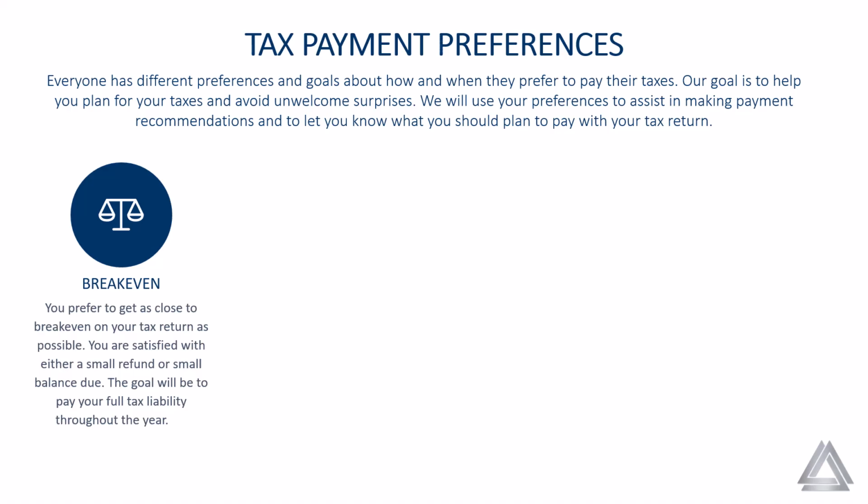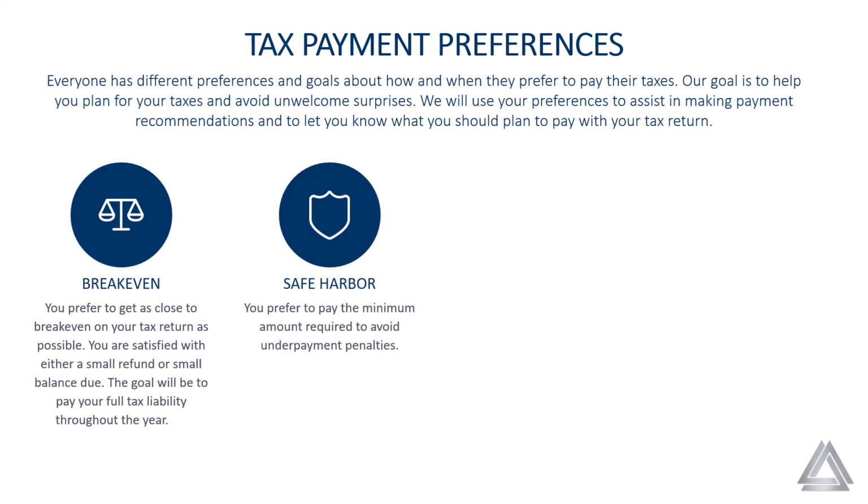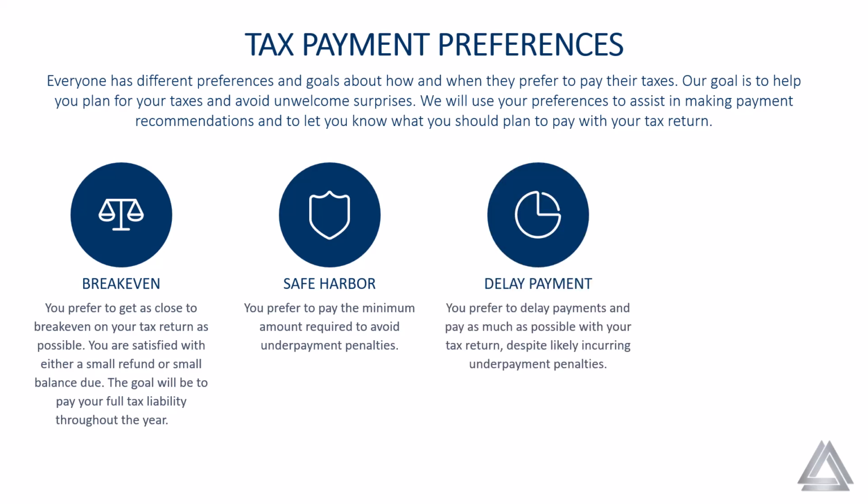The first option is break even, which means you prefer to get as close to break even on your tax return as possible. You are satisfied with either a small refund or a small balance due. This goal will be to pay your full tax liability throughout the year. Safe harbor. If you prefer a safe harbor, you prefer to pay the minimum amount required to avoid underpayment penalties.